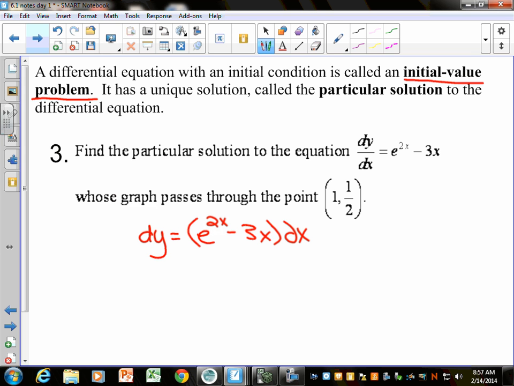So the only difference between this problem and the ones we did before is it says find the particular solution. And why can they say that? Because they actually give us a point to plug in at the end. So we're going to do the same thing that we've been doing, plus C, but then we're going to solve for C, which is again not new. The difference is they're going to give us some harder integrals now.